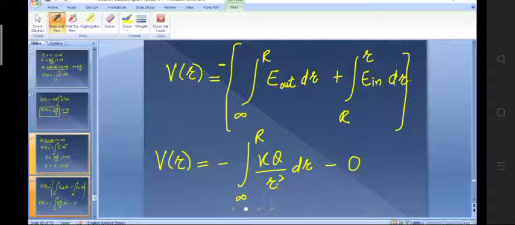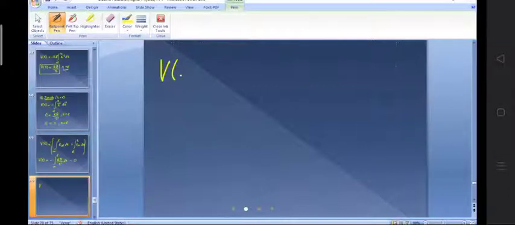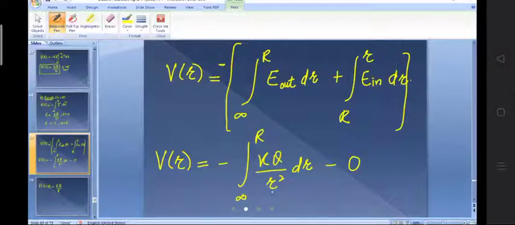Now the integration of 1 by R square will be equal to minus 1 by R. This negative sign will cancel. Then kq is a constant, it will stay as such. Then you apply the limits of integration. So finally the potential at the point r, which is less than capital R, will be equal to kq divided by capital R. It's 1 by capital R minus 1 by infinity, and 1 by infinity is going to become 0.